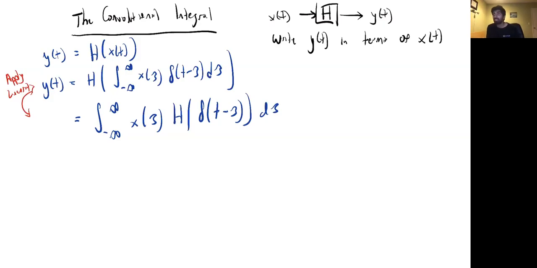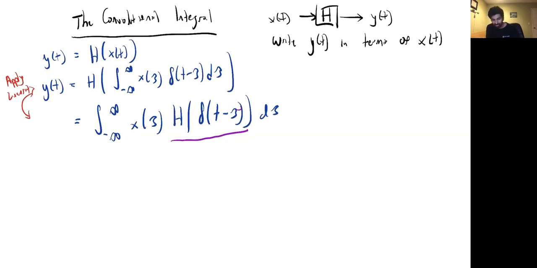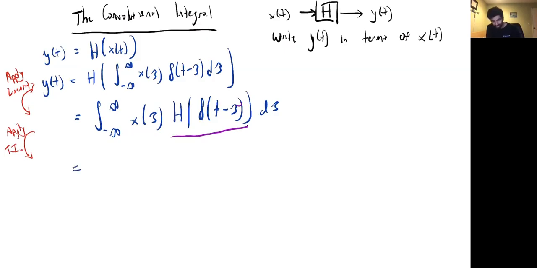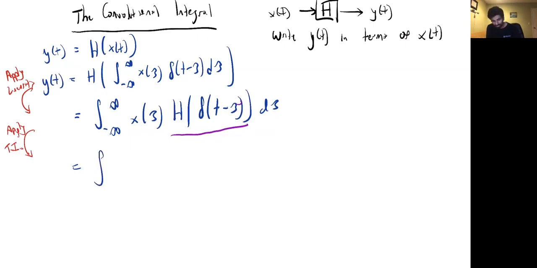Now remember that this portion here had a special name. This portion is the impulse response. In every step of the integral, for every different value of tau that I integrate over, I'm computing H of delta. No matter what the value of tau is, the system is time invariant. So I can apply time invariance now to simplify this equation to the integral from minus infinity to infinity of x of tau times h of t minus tau d tau.